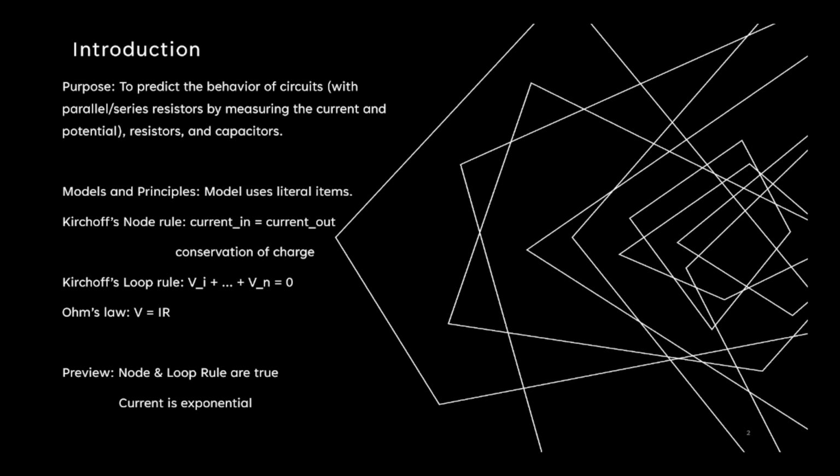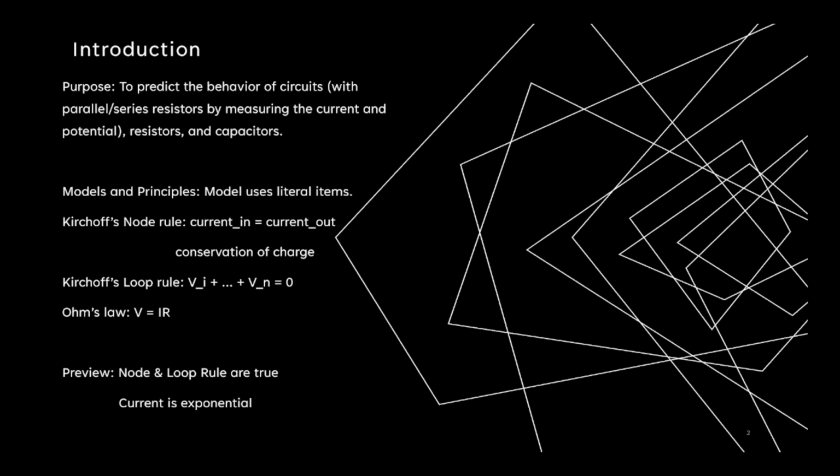We have Kirchhoff's loop rule, which is that the summation of the voltages of all the nodes in a loop will be equal to 0. Then we have Ohm's law, which is just voltage is equal to the current times the resistance. And we use any other derivations of that formula in this lab today.